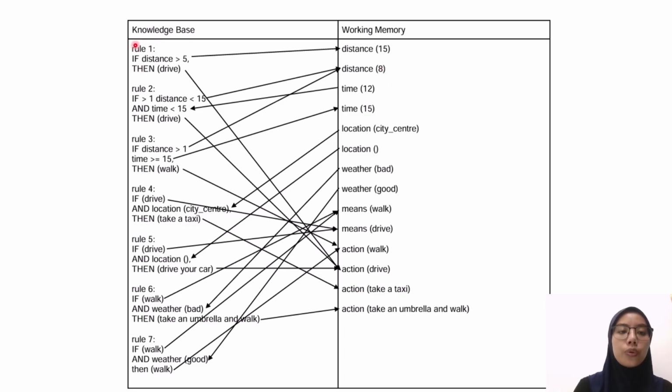situation. So rule number 1: if distance greater than 5, so in working memory, distance is 15, it is greater than 5, then drive. So the action here is drive.